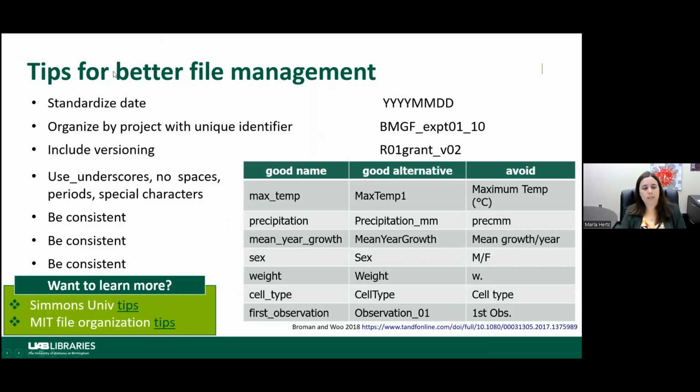So use a standardized date. Year, month, date works great because it eliminates the ambiguity between the US versus European dating system. Make sure you're organizing by project, again, if that works for you, but especially having unique identifiers for different projects. Include versioning, especially on things that you're writing lots of drafts for and revising, like grants and manuscripts. Try to use underscores, but not spaces or periods or special characters. This table here shows some of those examples.